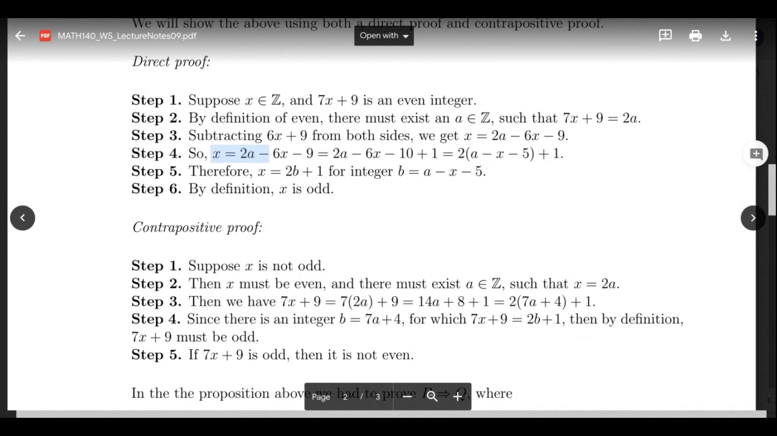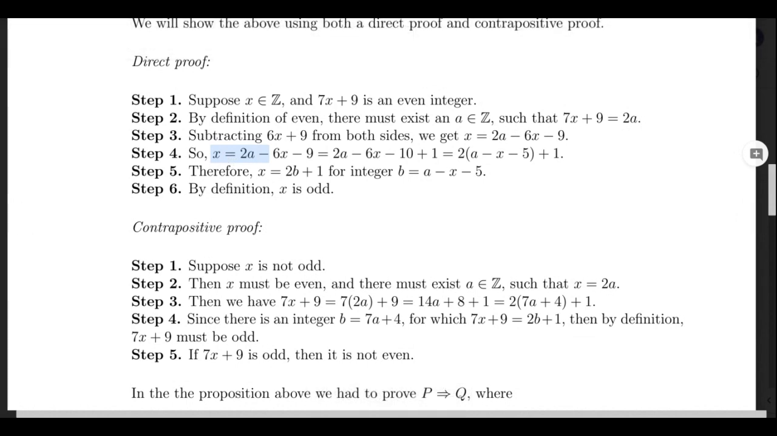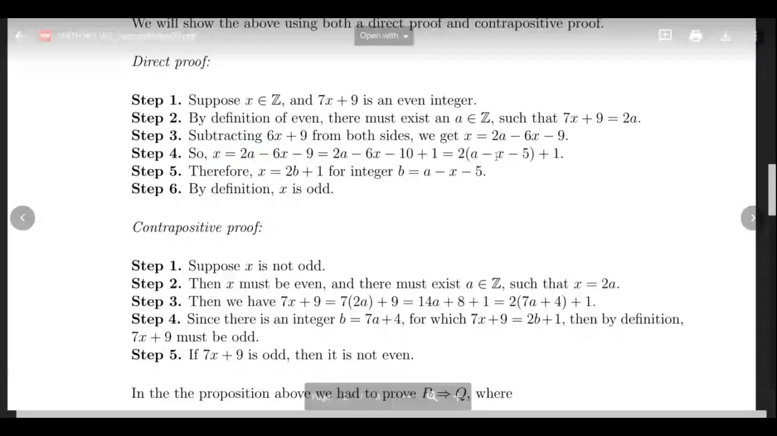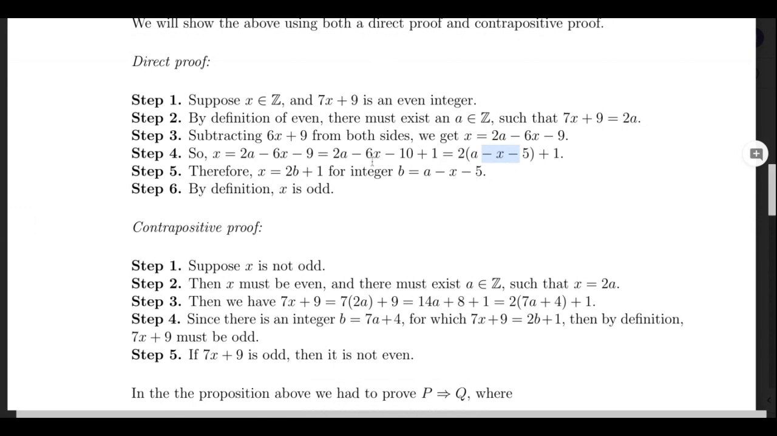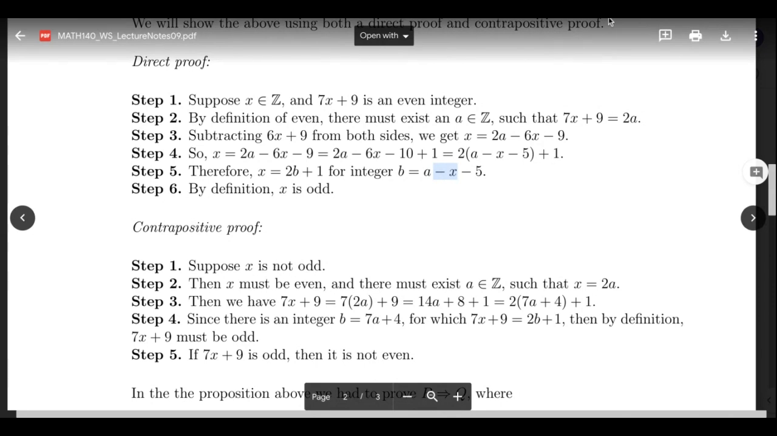Oh, why isn't it 3x? Let's see. Step 4. Oh, it is a 3x. That's a typo. It is a 3x because we factor out 2. We have a minus 3x minus 5. So this is missing 3. That's a typo. Negative 3 should be negative 3x. Okay, great. Thank you. That's a mistake. Thank you, Aiden. Yeah, you're right. That was a typo. I didn't really pay attention to it. It is a negative 3x. You are right.